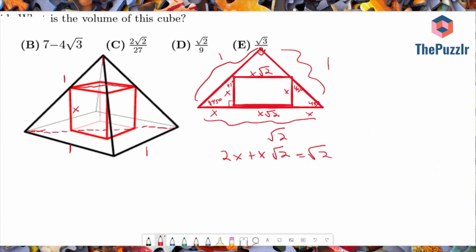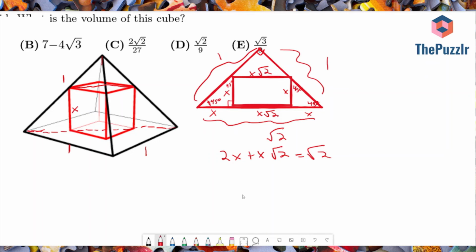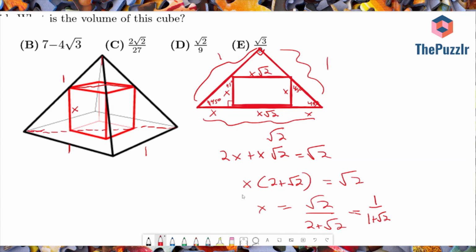Okay, that makes the problem into a one variable linear equation that we can solve. We have x times 2 plus root 2 equals root 2. Or x equals root 2 over 2 plus root 2, which is equal to 1 over 1 plus root 2. Actually, we can't really do that. So yeah, we need to divide 2 by root 2 and root 2 by root 2. So that would be 1 plus root 2. Now we can multiply both sides by the conjugate to make it into a rational fraction, 1 plus root 2 and 1 minus root 2.